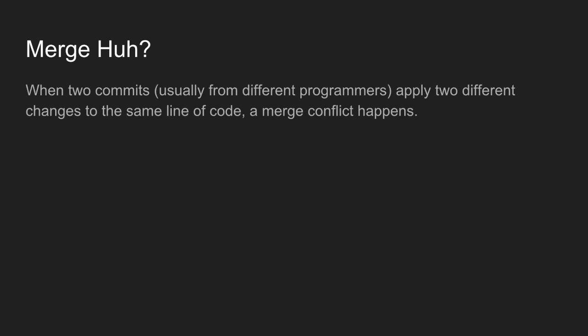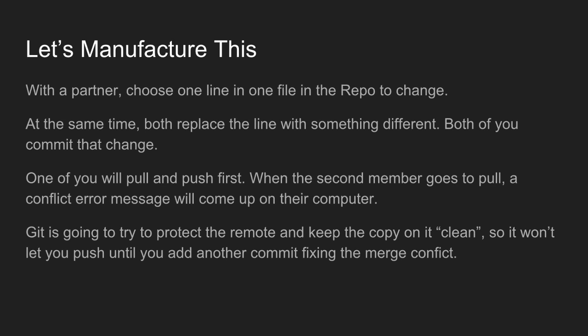And the first thing we're going to need to do, if we want to learn how to deal with merge conflicts, is let's make some. Let's be dumb for 5 minutes and light Git on fire. So everyone choose a partner, and with your partner, choose some line in some file somewhere on our shared repo.